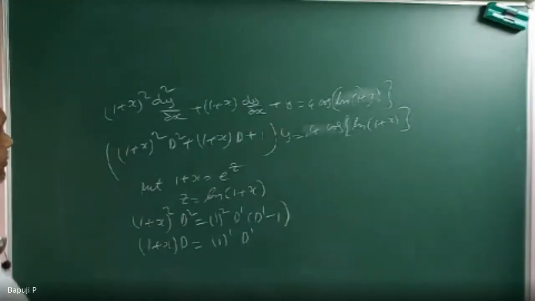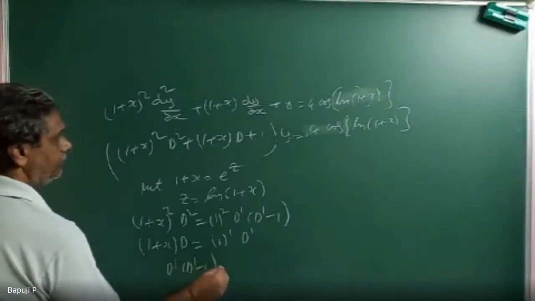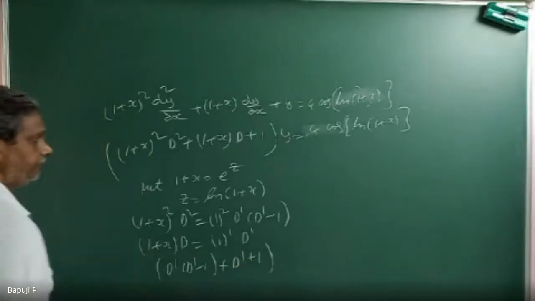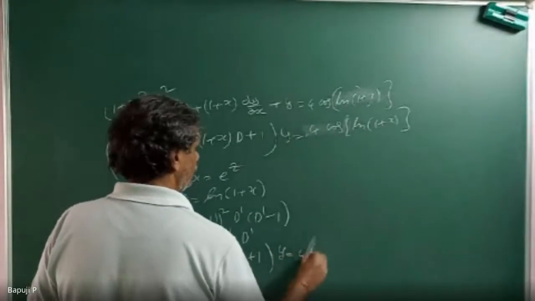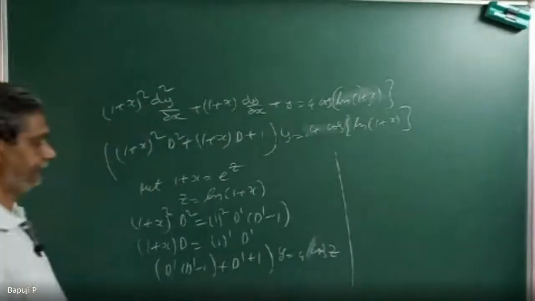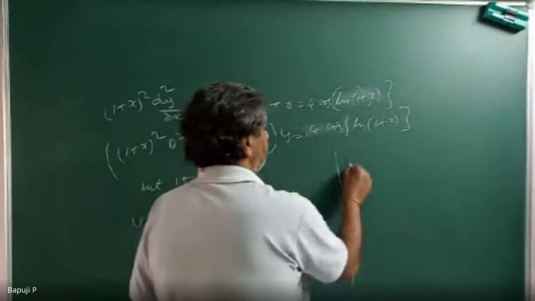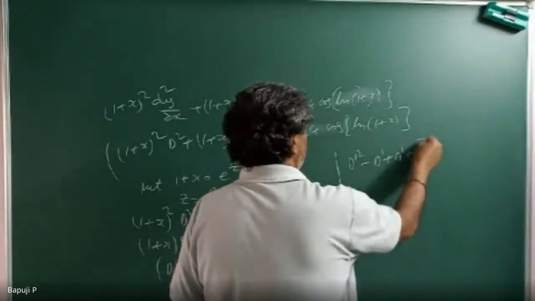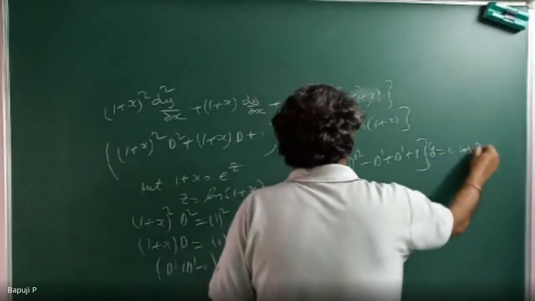Then this whole thing becomes what? 1 square into d dash minus 1 plus d dash plus 1 into y is equal to 4 cos z. Nice problem. D dash whole square minus d dash plus d dash plus 1 into y is equal to 4 cos z.